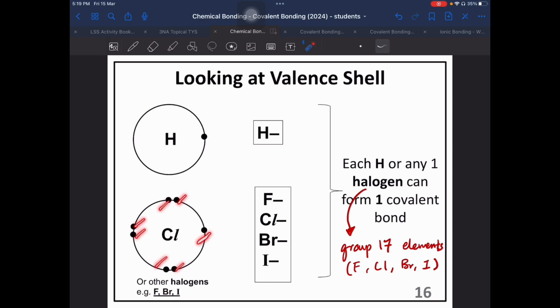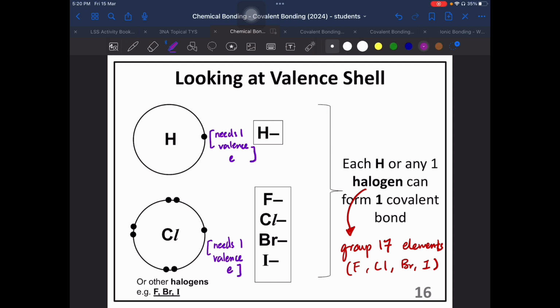And once you have that, you know that to be stable, it needs 1 valence electron. And whenever we are thinking about covalent bonding, when you need 1, means you will share 1, right? And therefore, you will see all this bond that looks like this, a single stroke, single stroke, single stroke, single stroke, and single stroke, right? Because that refers to a single covalent bond, whereby I share 1 and you share 1.